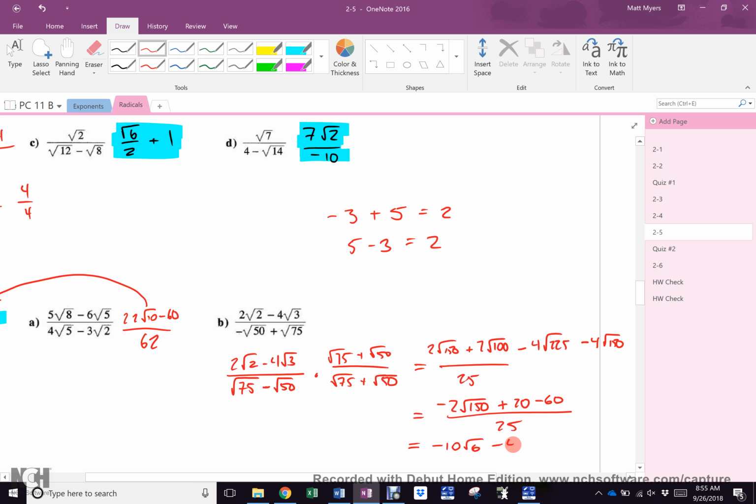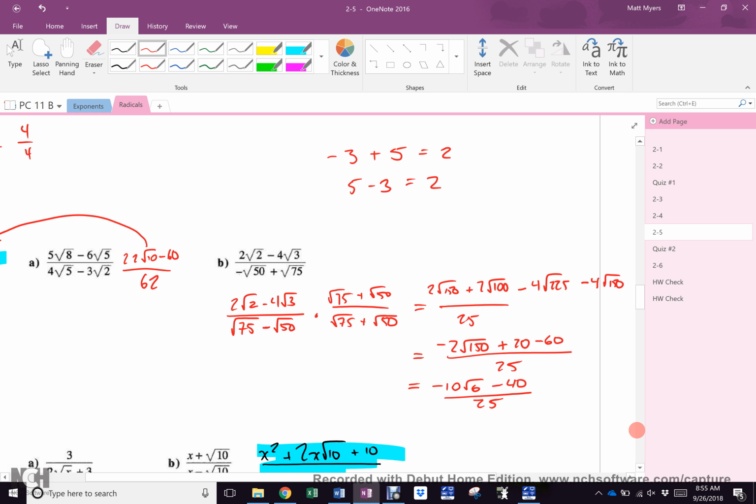20 minus 60 minus 40 all over 25. And then, of course, you notice everything divides by 5. And you simplify it to negative 2 root 6 minus 8 over 5.